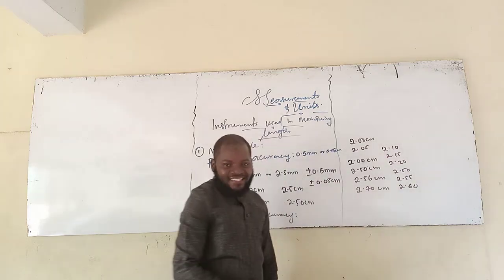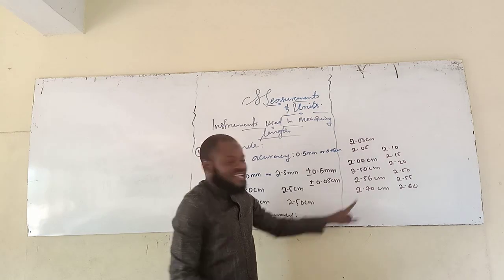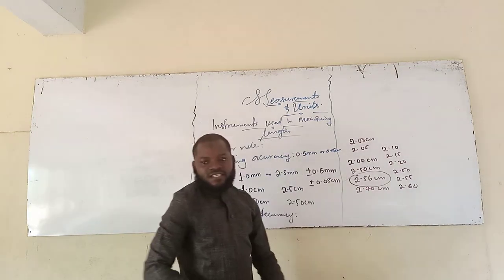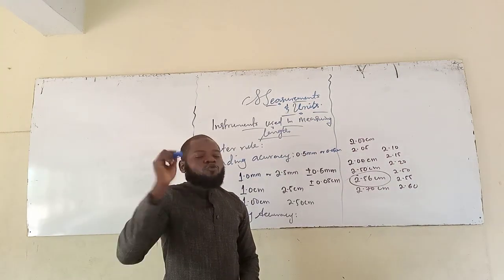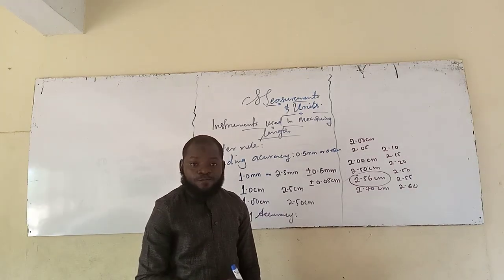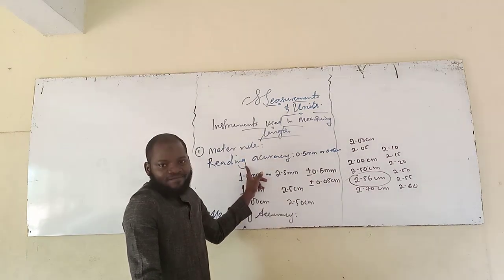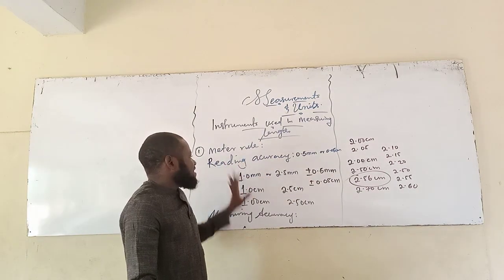2.60. Are you seeing this now? You have seen that we have skipped one of these values. And which one is that? 2.56. So it shows that 2.56 cannot be determined using what? A meter rule. And that is how they want to test your reading accuracy. Am I making sense now? So that's that about the meter rule.